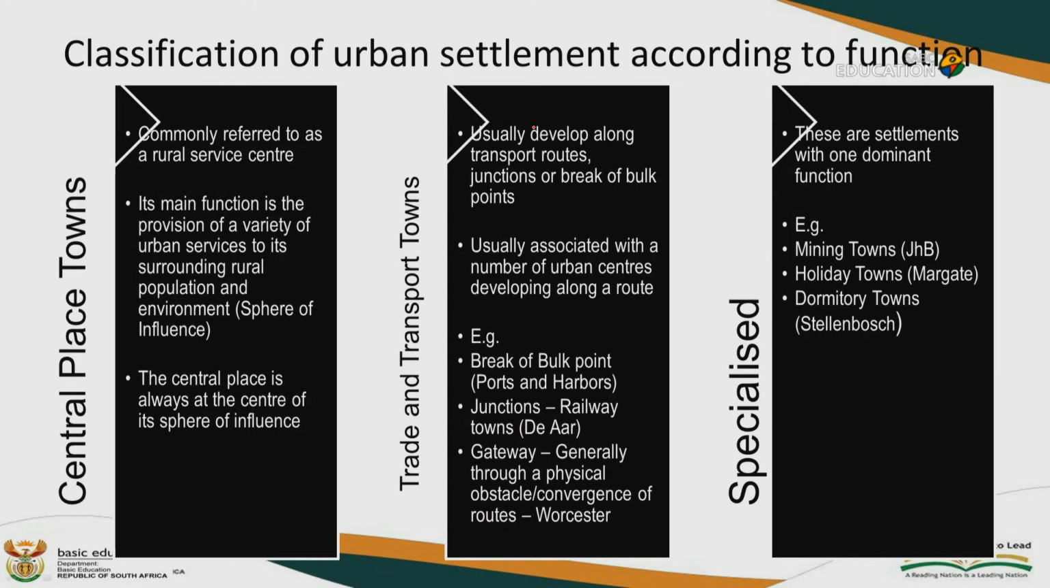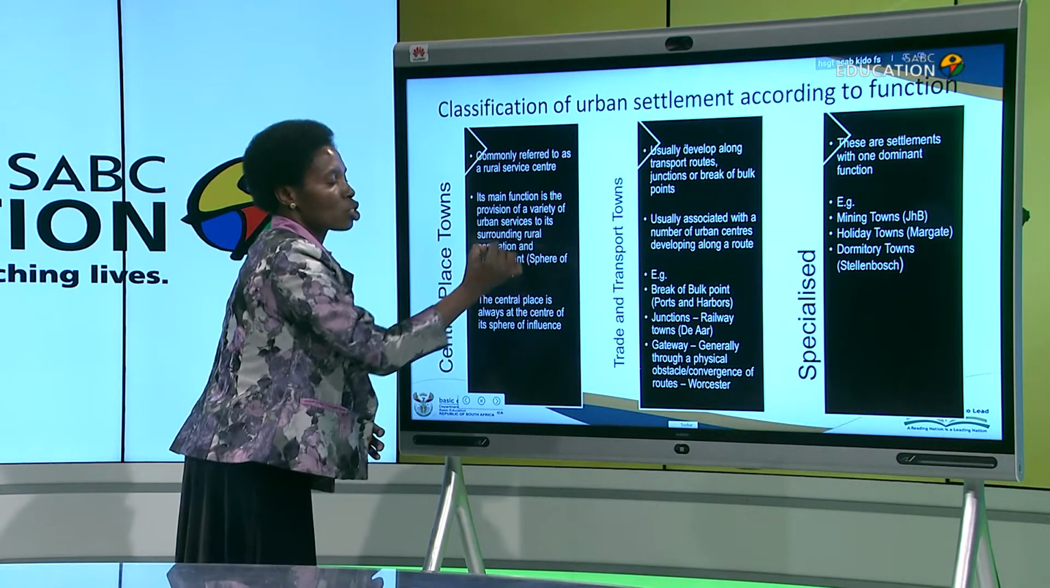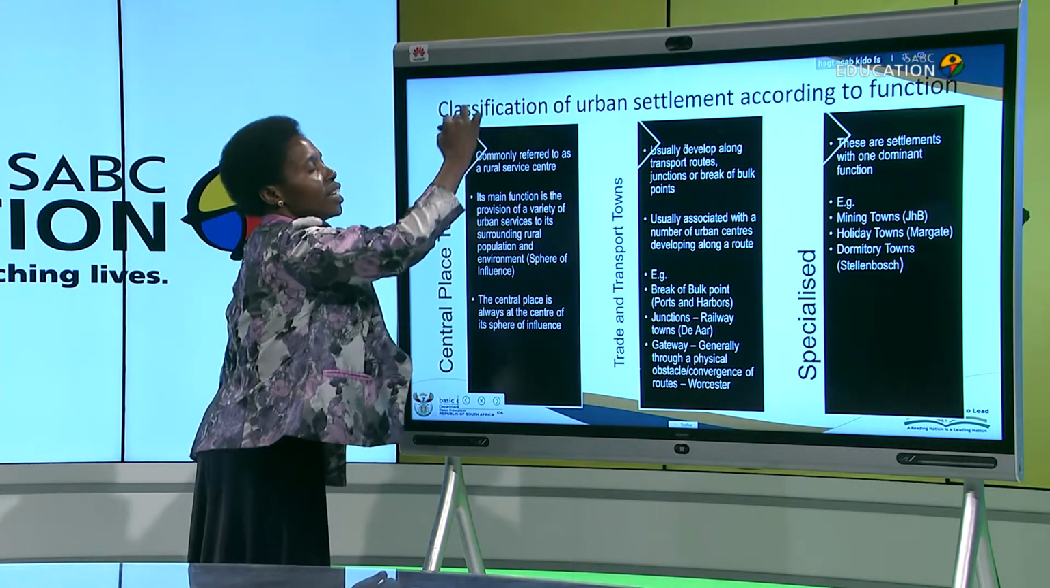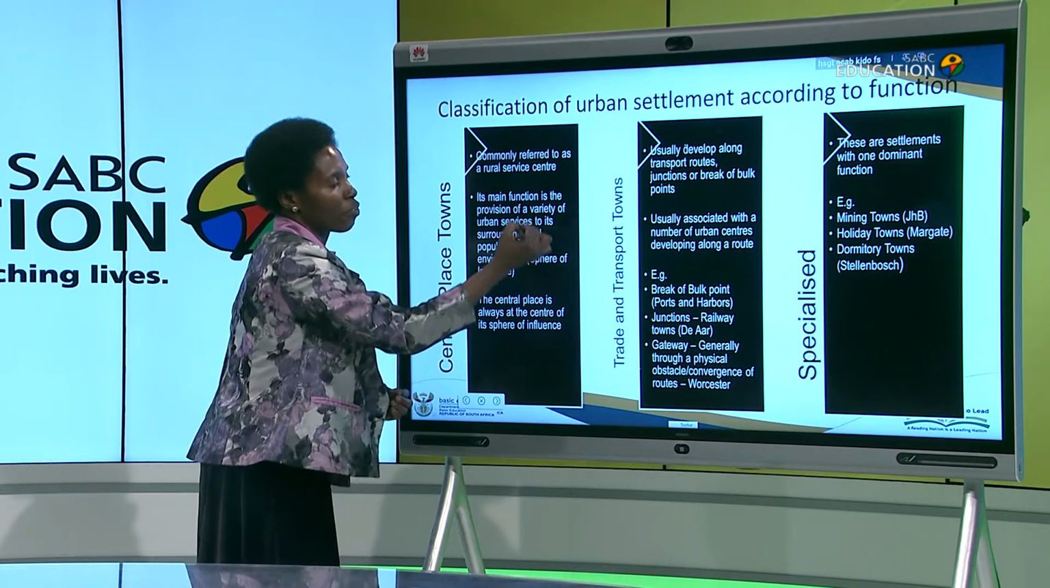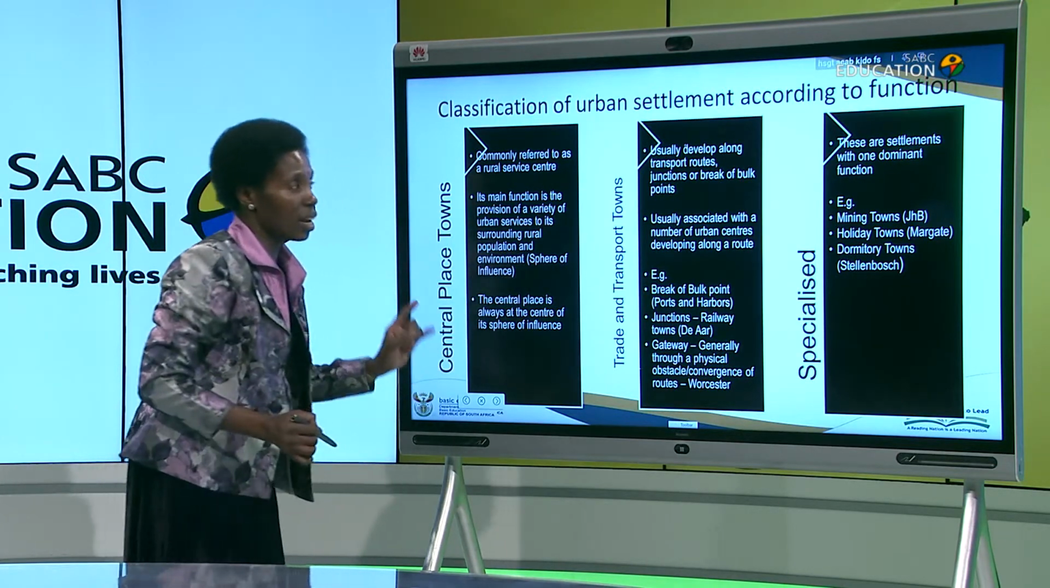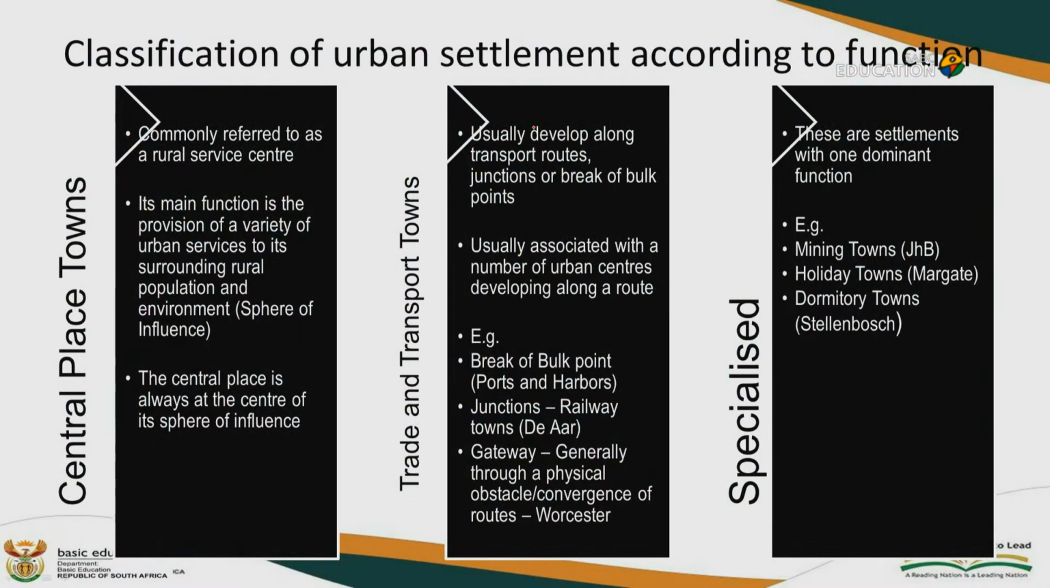Okay, with the central place town, what you need to take note of here is that the central place town is always at the center of the sphere of influence. What do we mean by that? It means we'll have a function at the center, and then people around that function will come and support it. So that is why we talk about the sphere of influence, because people will be coming from different directions to support that central place. Okay, so that's the first urban settlement according to function.